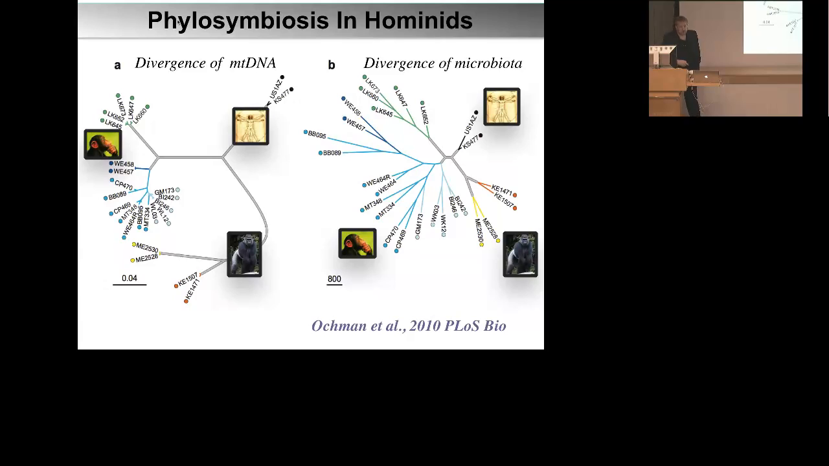Okay, so how common is phylosymbiosis? So we've observed it in Nasonia. It's also been observed in hominids. So this is a paper published by Howard Ochman's group in PLOS Bio. And what they were able to do was sequence the mitochondria of various chimpanzees. Different subspecies are colored with different colors. Different species of gorilla as well as humans. And they were able to show that there's a nice phylosymbiotic pattern between the microbiota and the mitochondrial DNA phylogenies.